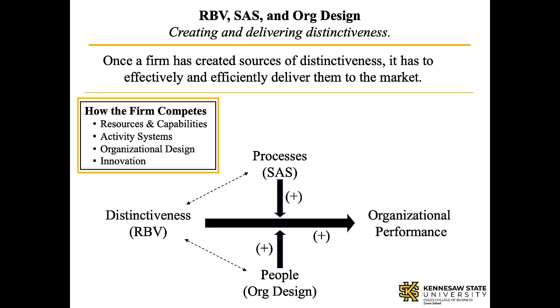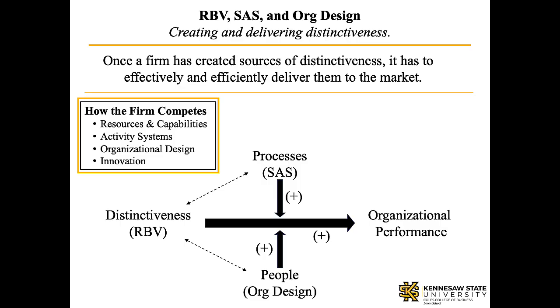Internal strategic analysis examines the foundations on which a firm competes for customers. The primary source of competitiveness is something that makes the firm distinctive, sets it apart from its competitors. However, that's only part of the battle. Then the firm has to be able to deliver those sources of distinctiveness to the market effectively and efficiently. This is where strategic activity systems and organizational design come in.